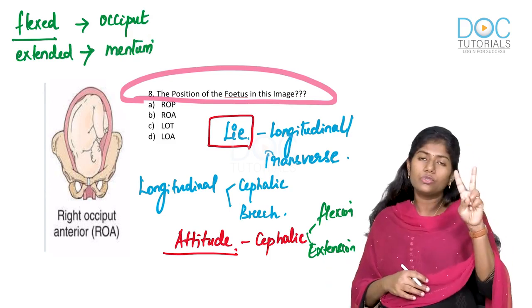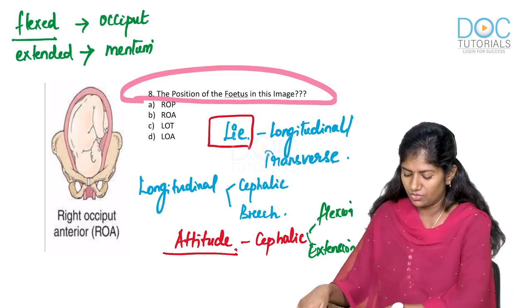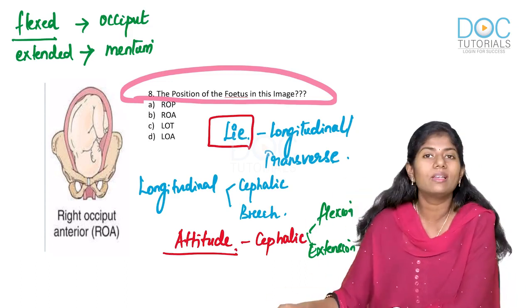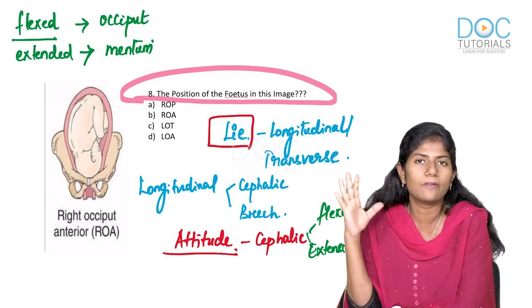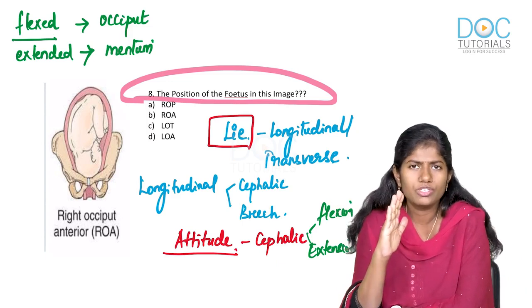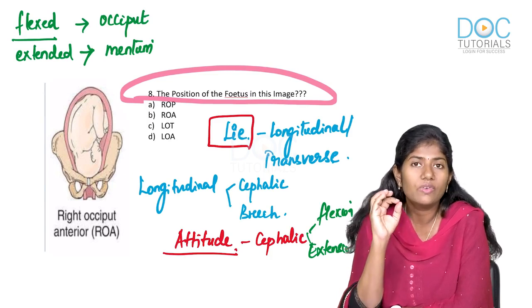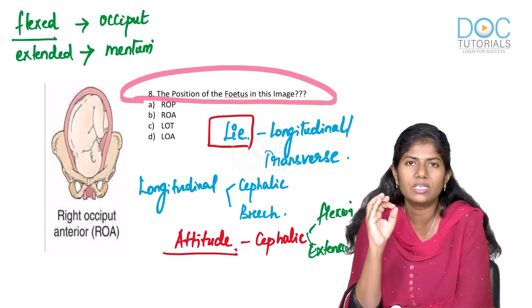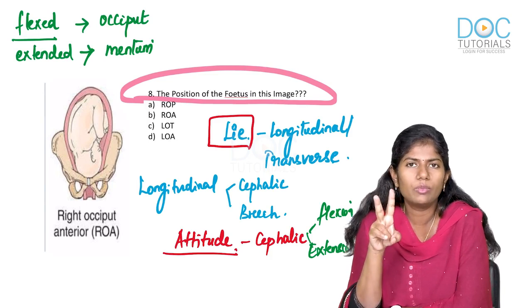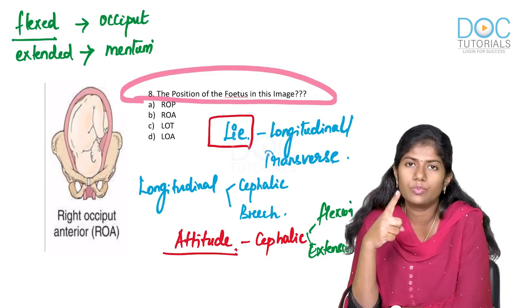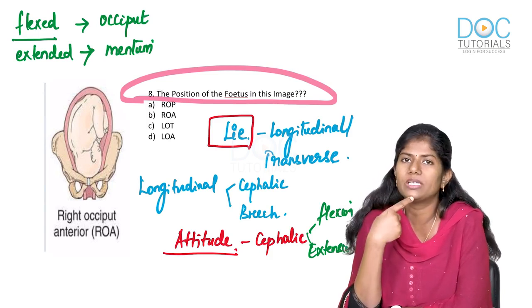So I have told you 2 points. One is lie, the other one is attitude. Now look at the picture. Tell me what the lie is. Longitudinal or transverse lie? Longitudinal lie. Cephalic or breech? Cephalic. So when it's longitudinal lie in cephalic presentation, there will be only 2 denominators. One is occiput. The other one is mentum.